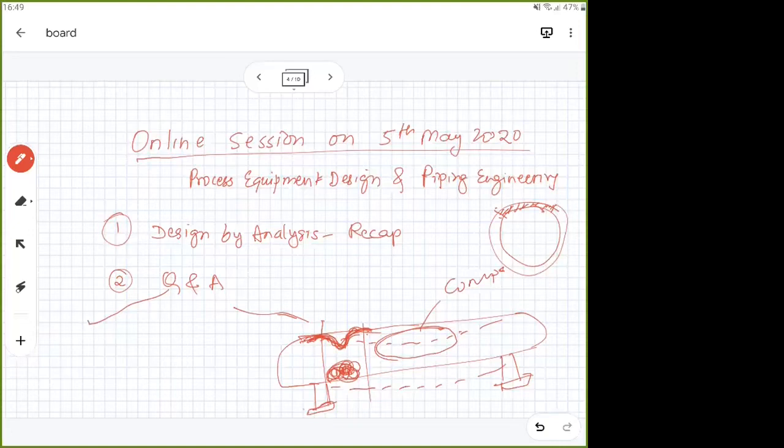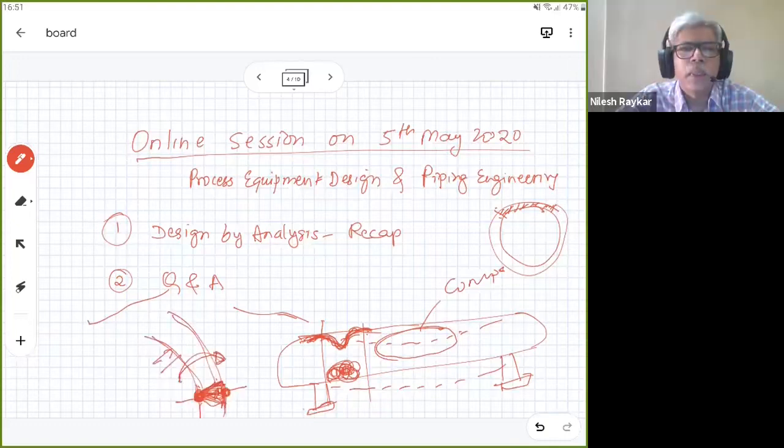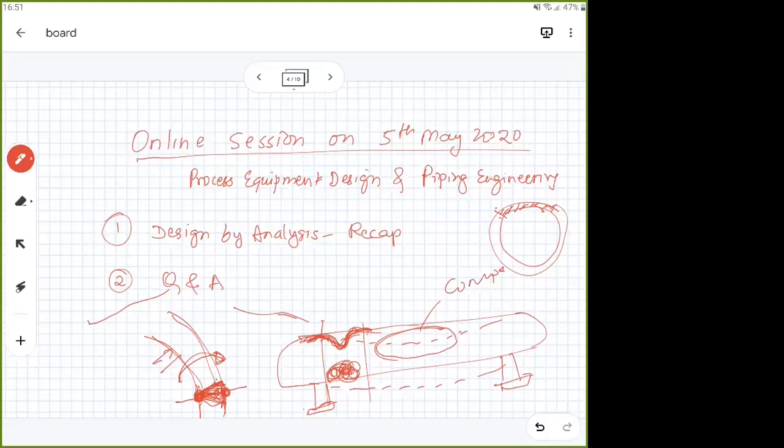Why would someone do limit load analysis? It's a good question. I don't recollect the exact answer to this question.